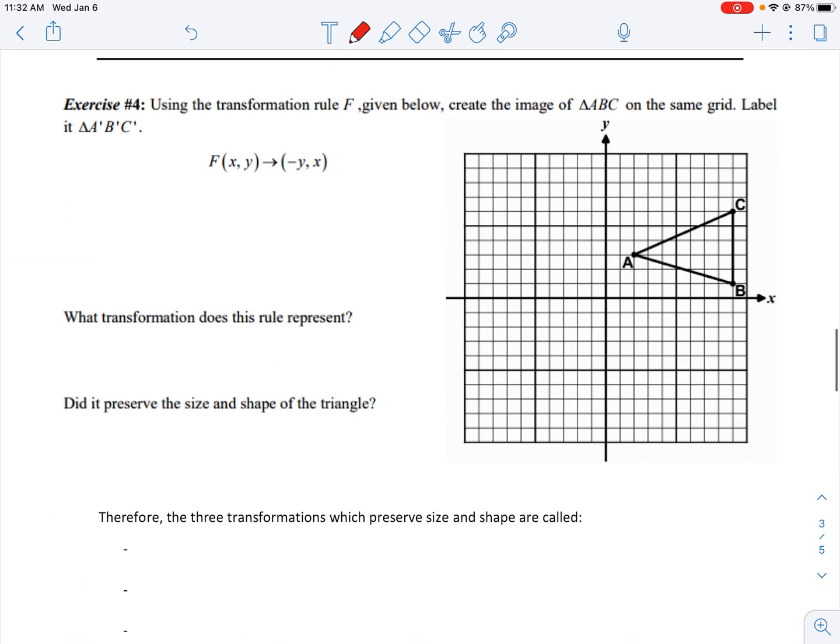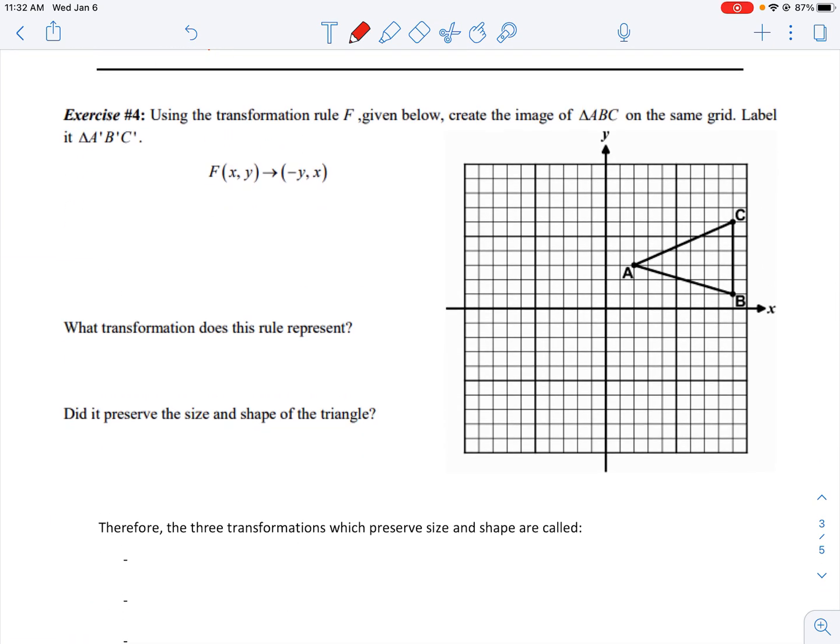Okay, so last problem here. Using transformation rule F, given below, create the image of triangle ABC on the same grid, label it A prime, B prime, C prime. Okay, so here's our rule. Now they didn't give us the points, so let's do that. A looks like 2, 3. B looks like it's 9, 1. And C looks like it's 9, 6.